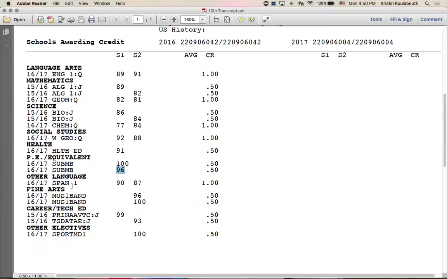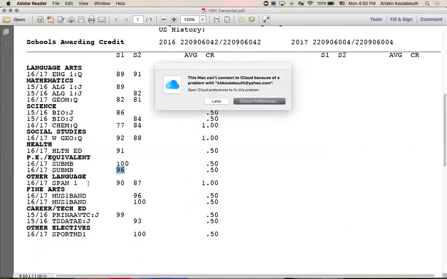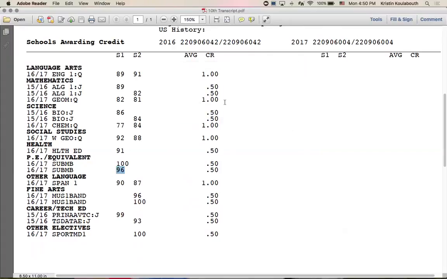Let's see, foreign language. You need 2 credits of the same foreign language for graduation. So this student took Spanish 1 last year, and so is most likely enrolled in Spanish 2 now, and then may continue to go on. Once again, semester 1 and 2 grades has the full credit. So I mentioned the fine arts already, so make sure that by the time you graduate, you already have it.